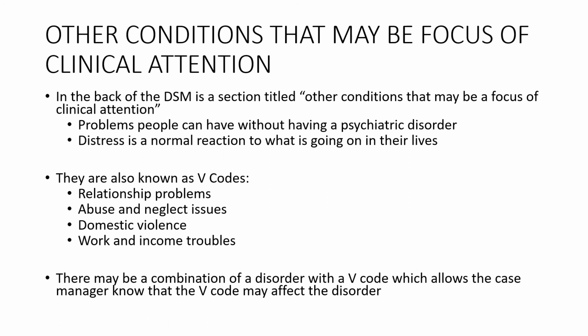There may be a combination of disorders with a V code, which allows a case manager to know that the V code may affect the disorder. So again, one might affect the other. Getting fired might make a person who's depressed even more depressed. Does that make sense? So knowing the V code helps them, as the case manager, the therapist, or whatever, understand what's going on. If they're taking medication and there is a side effect of it, let's say that the side effect is gaining weight, right? Then that might be something that is also going to cause that depression to get worse, or whatever it is.